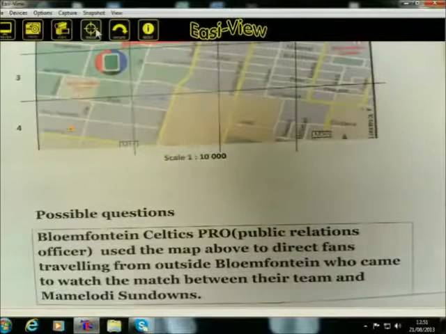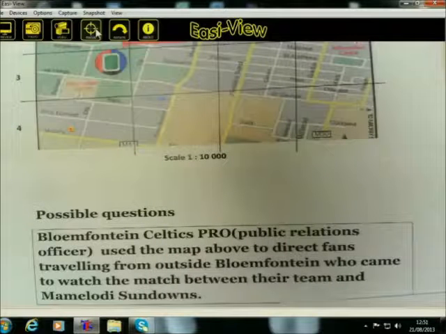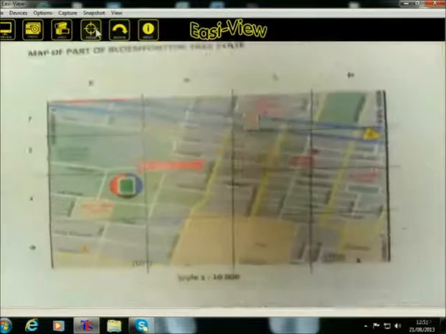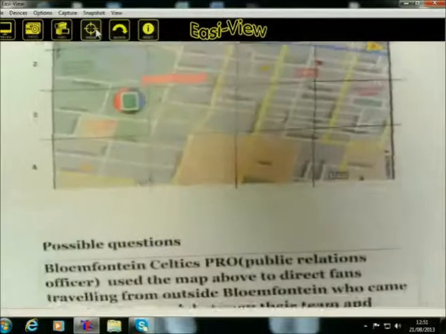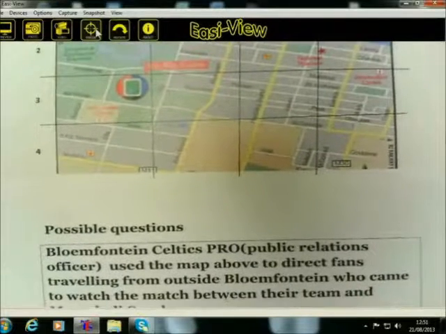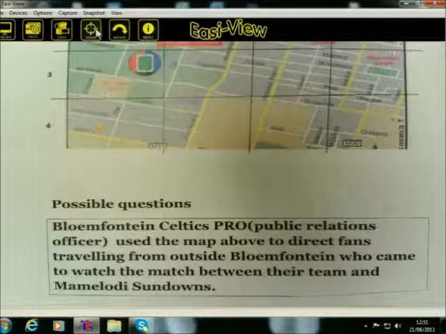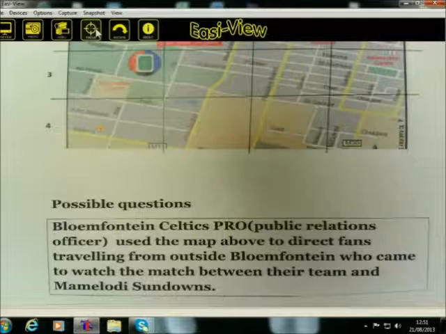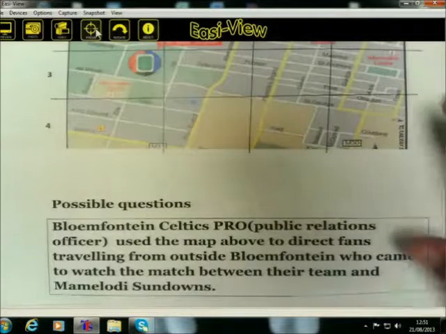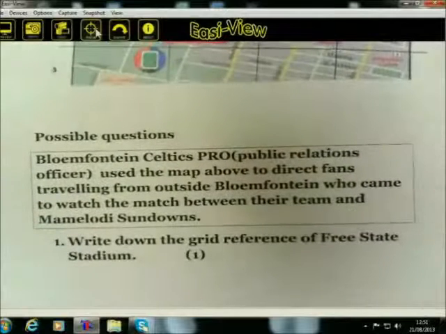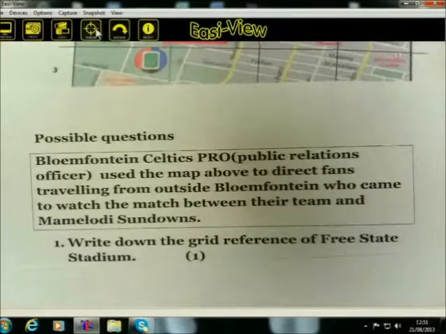In the box, they say, Bloemfontein Celtics PRO. By PRO, we are referring to the Public Relation Officer. Used the map above. By map above, I'm referring to this map, to direct fans traveling outside Bloemfontein who came to watch the match between their team and Mamelodi Sundowns. So this is the information given to you. The first question is, write down the grid reference of the Free State Stadium.